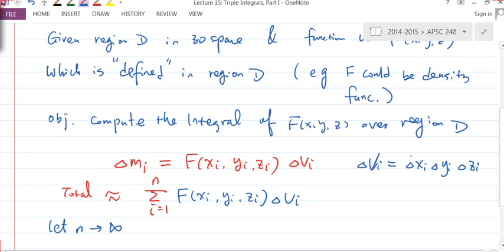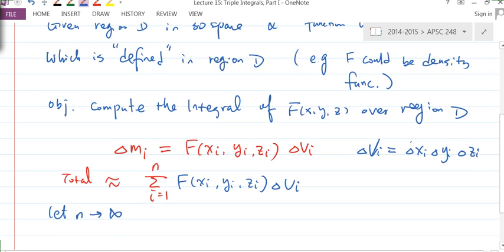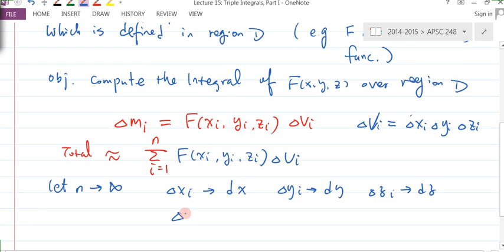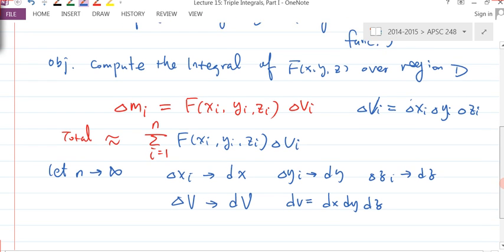Okay. So when n goes to infinity, all these deltas go to D. In other words, this delta V becomes the so-called dV. So basically, our dV is dx, dy, and dz. That's what happens. And at the same time, the summation sign becomes an integral sign.